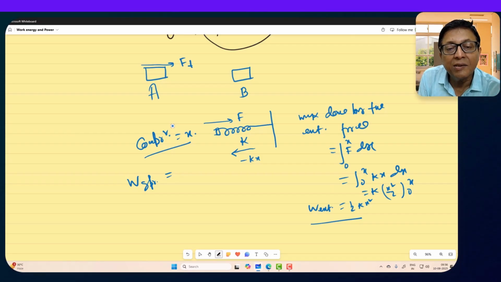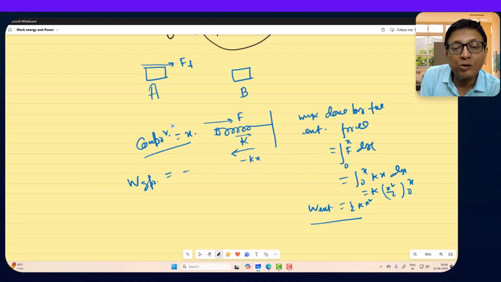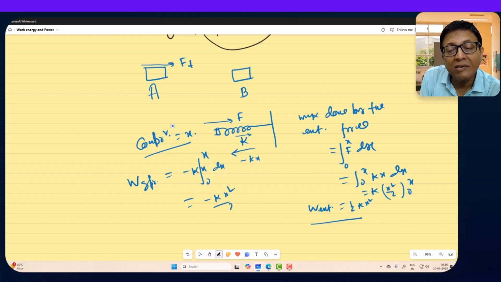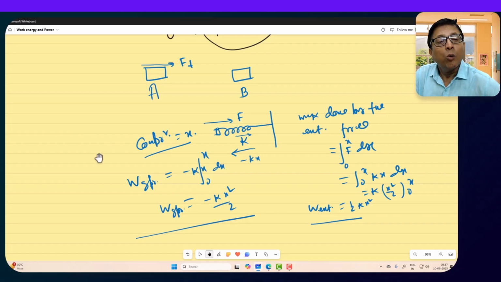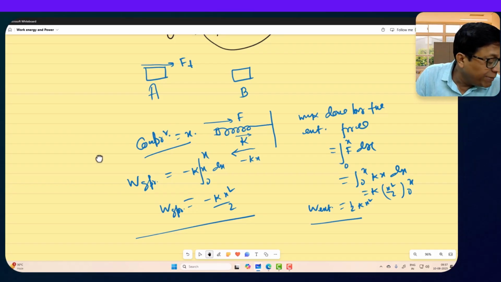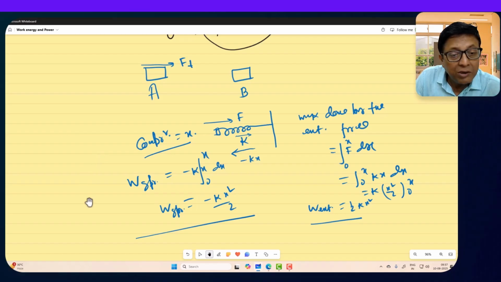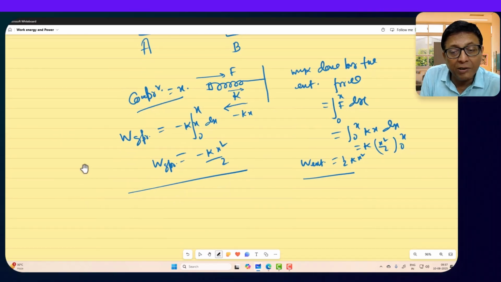The force is in a direction opposite to displacement. You have given displacement this way, but the force is opposite. So it will be minus kx dx, integration from 0 to x. This is going to be minus kx square by 2. Okay? What happened in the case of gravity? That I am going to discuss with you now in another problem.